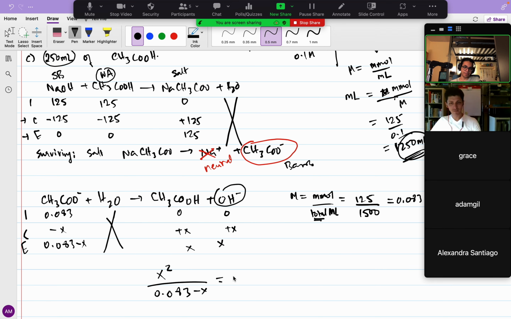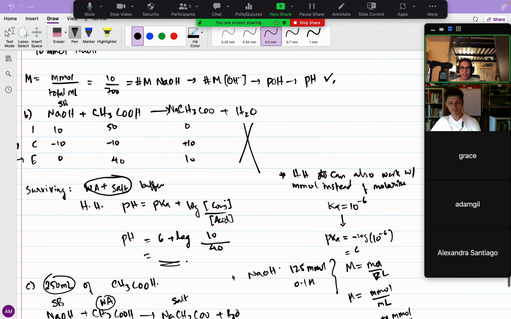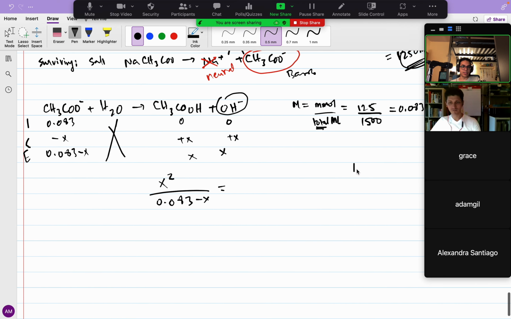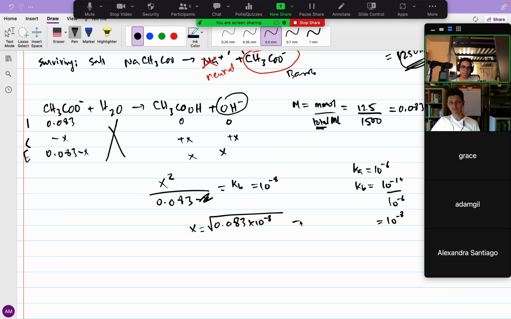Did I give you the Kb in the question? Nope. I give you the Ka, 10 to the negative 6. So if Ka is 10 to the negative 6, how do I calculate Kb? It's 10 to the negative 14 divided by 10 to the negative 6, so 10 to the negative 8. Let's do small x approximation, solve for x, and so you get this, just some number.